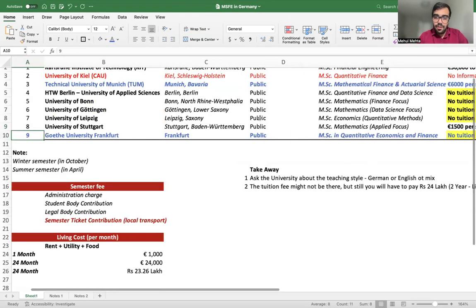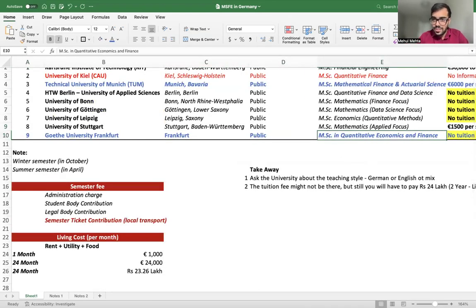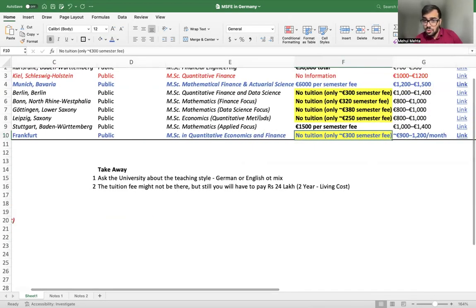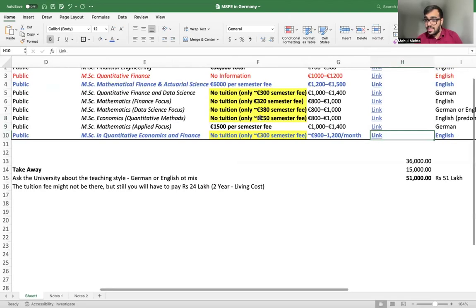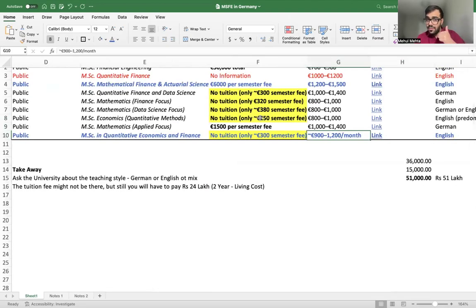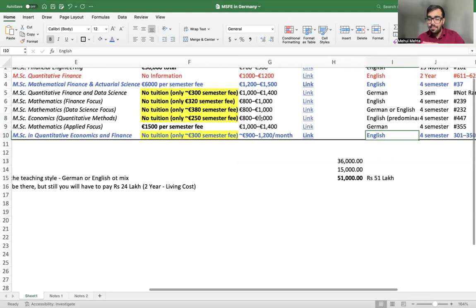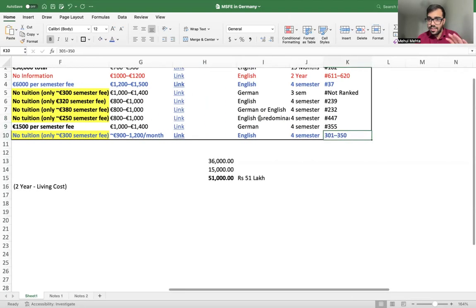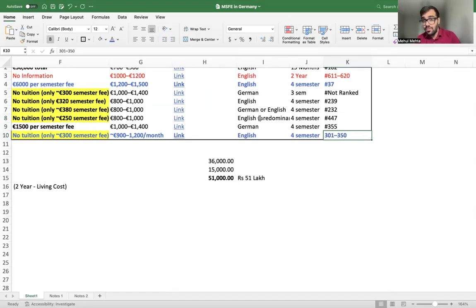Goethe University of Frankfurt, it's in Frankfurt, a public university, offers a master's in quant finance and economics. I absolutely love the curriculum. I visited it. The living cost is cheap as you compare all the other cities. This is completely in English. That's the best part. Even the QS ranking is between 300 to 350. Not bad. I would definitely recommend this university.